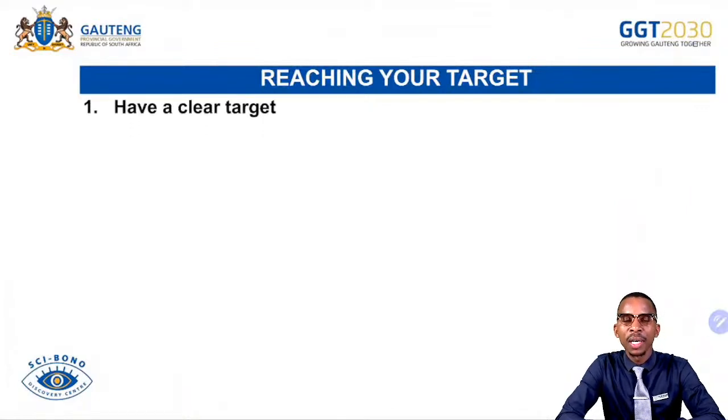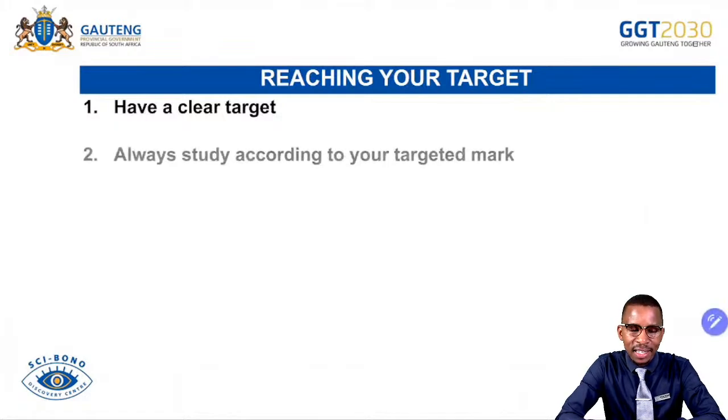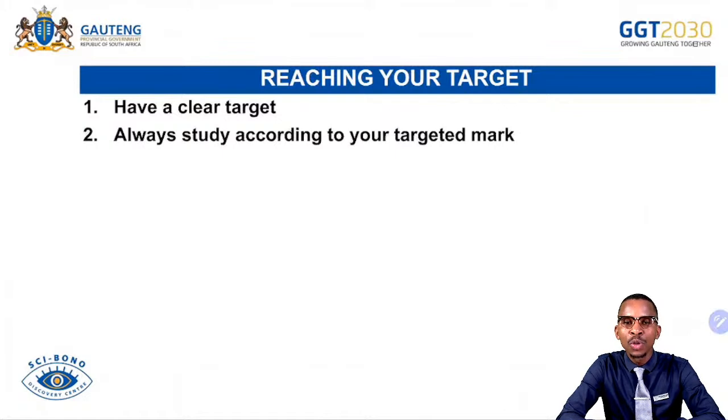So how can you reach your target? I believe that already now you know your year mark or final mark for the whole year. You know your mark out of 100, you know your mark out of 850, converted to 100, and then converted to 25. Now, you need to ensure that you have a clear target. So you must set a clear target as a candidate so that you put up efforts that are relevant to the target you have set. Always study according to your targeted mark. You can't be targeting to achieve level 7, then you spend less time to study the subject.